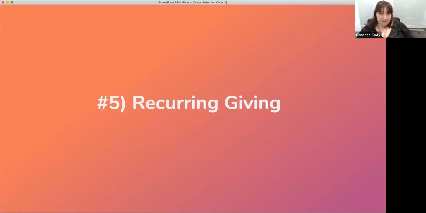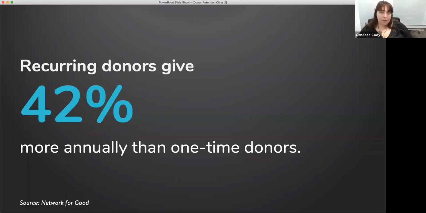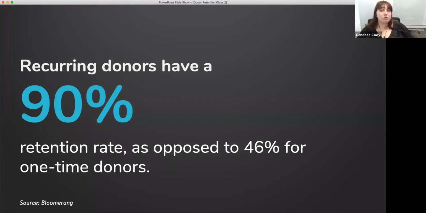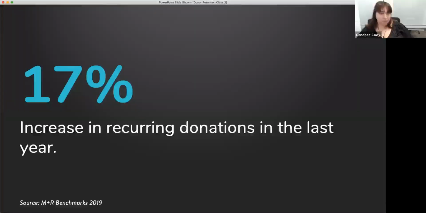So number 5, that's an easy win for donor retention, is having a recurring giving strategy. Recurring donors give 42% more annually than one-time donors. That's actually more along the gift retention line, so increasing gift retention from your donors. But recurring donors have a 90% retention rate as opposed to the average 45, 46% retention rate for one-time donors. So huge win. You're doubling your retention right off the bat with recurring giving.